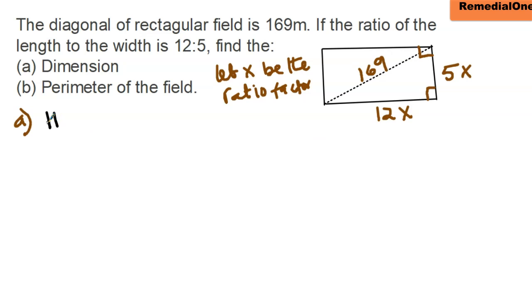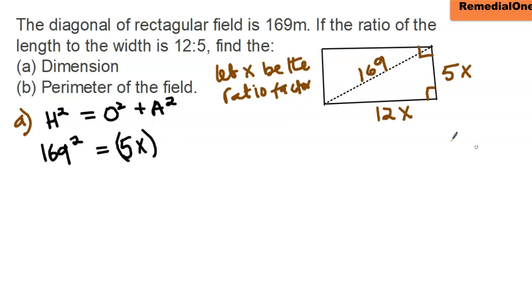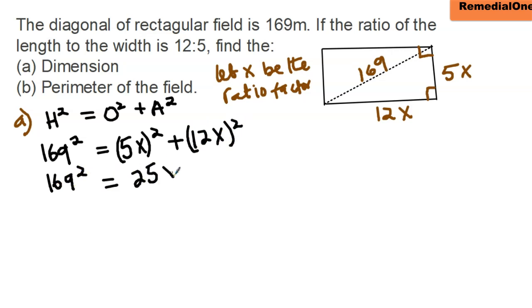Apply h squared equals opposite squared plus adjacent squared. Our hypotenuse is 169. It's always the longer side. And then the opposite, we pick 5x, and it's all squared. Be careful with that. Be careful you put the bracket, because all of the numbers are going to be squared, and then 12x all squared. You get 169 all squared equals 25x squared plus 144x squared.